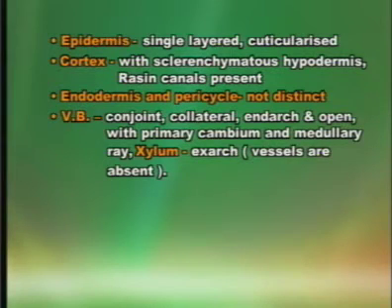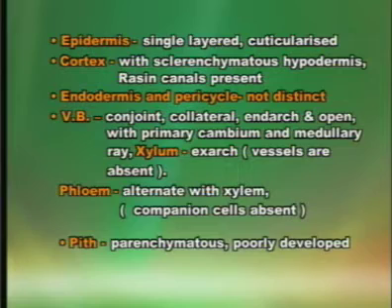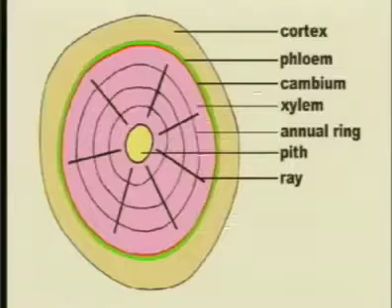Xylem is present, which is endarch, but vessels are absent, and phloem, in which companion cells are absent. Pith is parenchymatous, but poorly developed. Like other dicot plants, the secondary growth of the stem is similar in Pinus also.